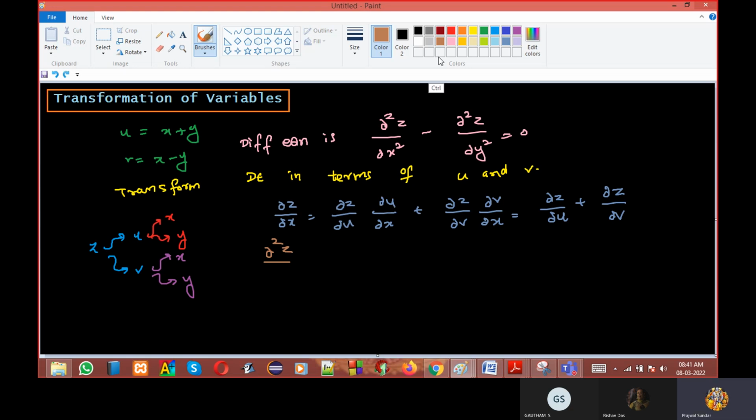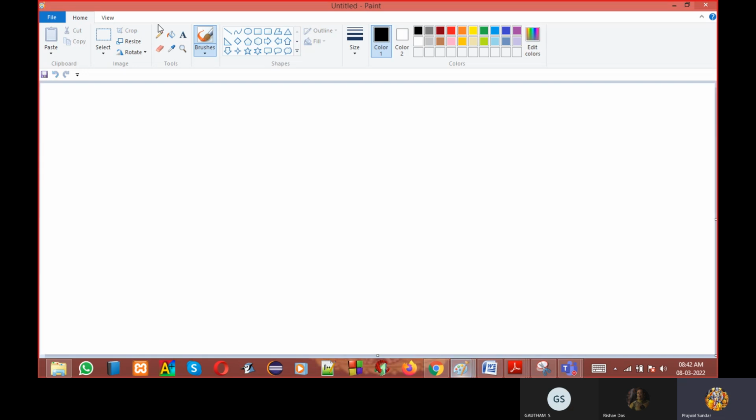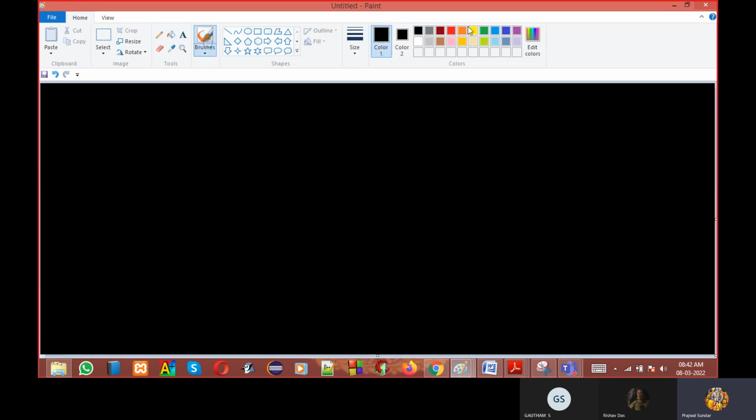Look at this carefully. In quantum mechanics, we learned something called an operator. I'm getting ∂z/∂x as ∂z/∂u plus ∂z/∂v. Now what I'm doing is defining an operator: define ∂/∂x as ∂/∂u plus ∂/∂v. That is, I'm defining an operator. You should try to understand, just like how we did in quantum mechanics. So why I'm doing this, look at this carefully.